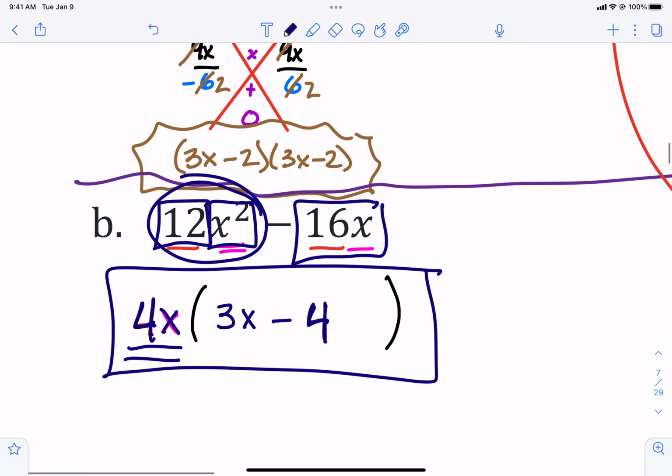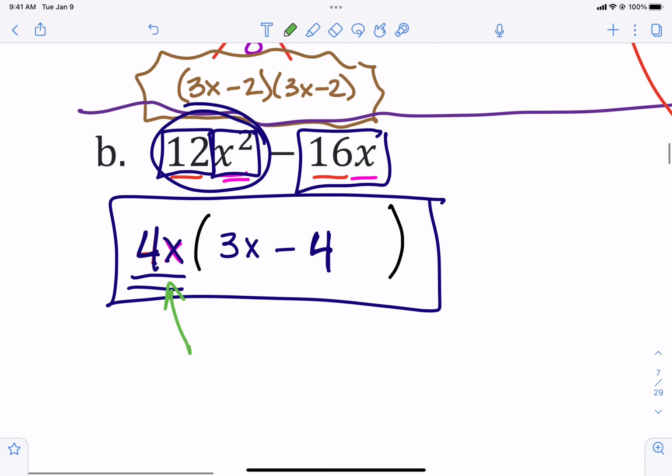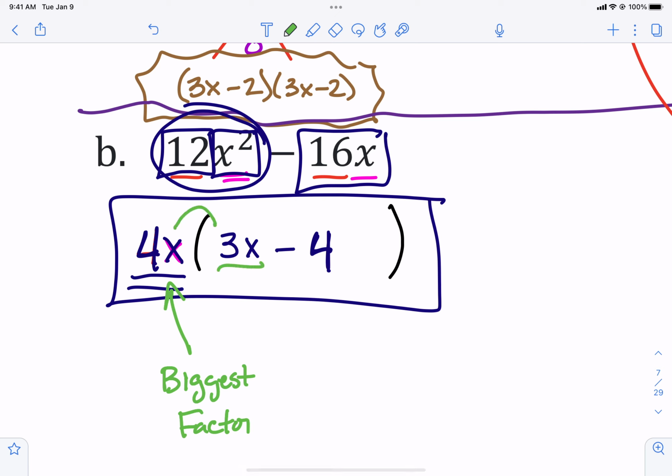And I just want you to think about what we did. We found our greatest common factor. That was the biggest thing we could pull out. So this was our biggest factor. And once we pulled that factor out, we said, okay, what would I need to multiply by to get back to what I started? What would I need to multiply by to get back to what I started?